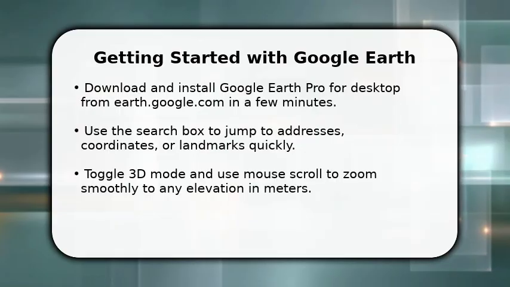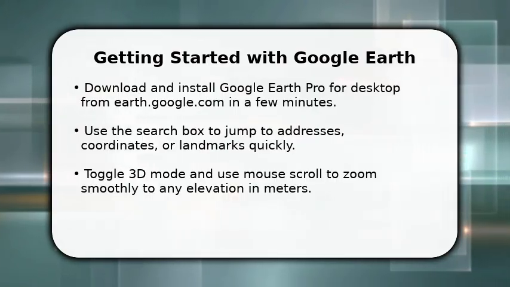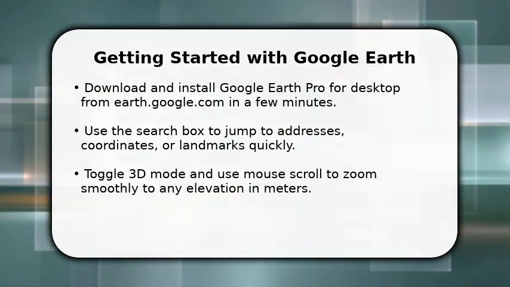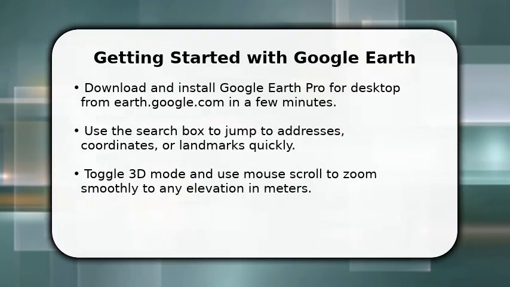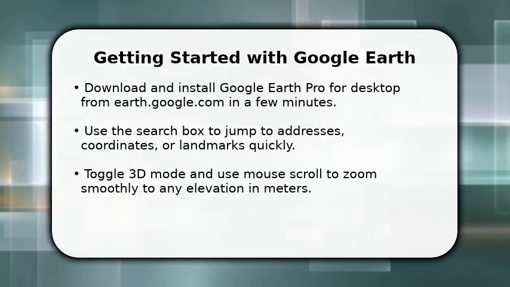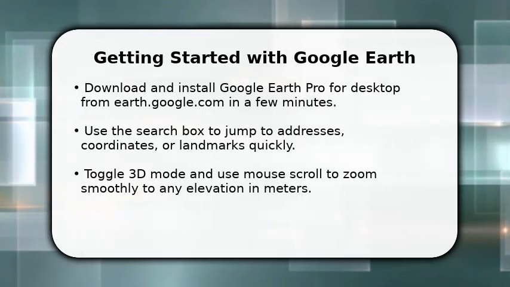Download and install Google Earth Pro for desktop from earth.google.com in a few minutes. Sign in with a Google account to sync places and settings across devices. Use the left search box to jump to addresses, coordinates, or landmarks quickly.